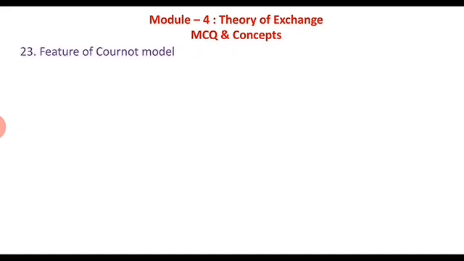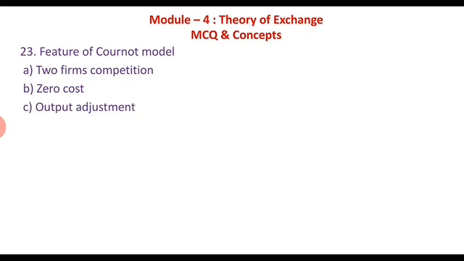23rd question. Feature of Cournot model. A. Two firms competition. B. Zero cost. C. Output adjustment. D. All A, B, and C. Answer is all A, B, and C.